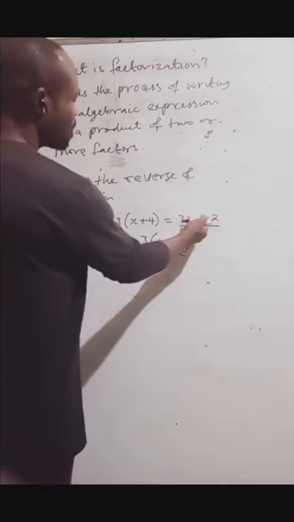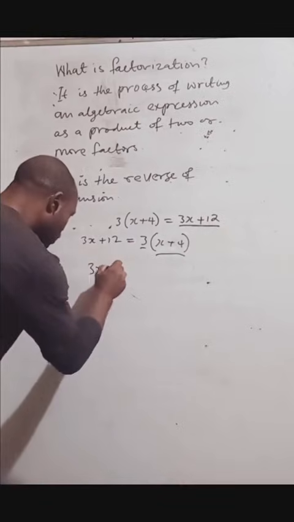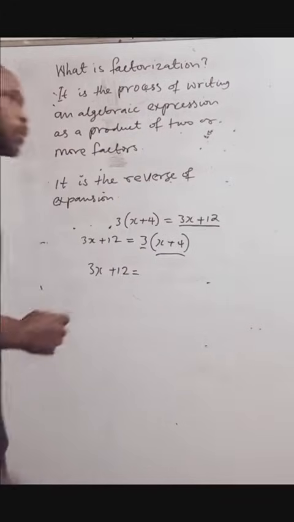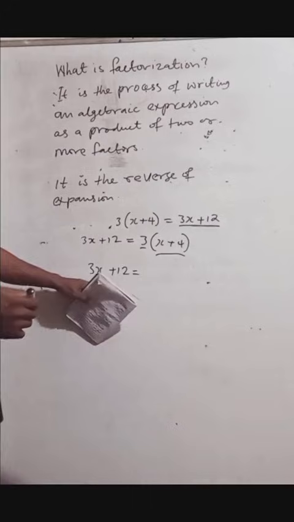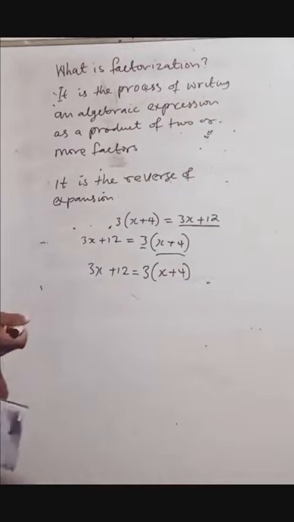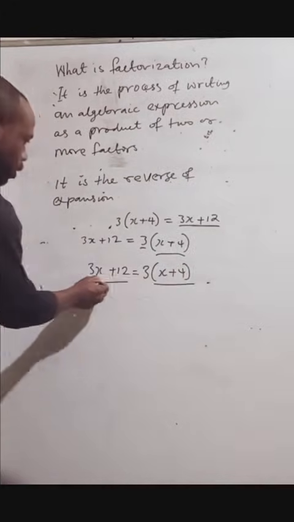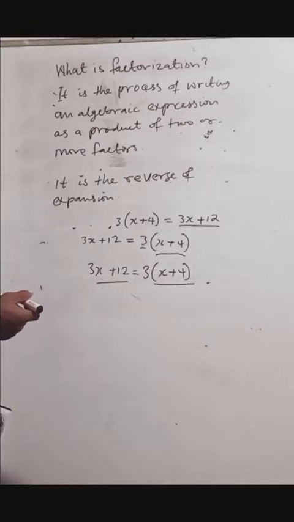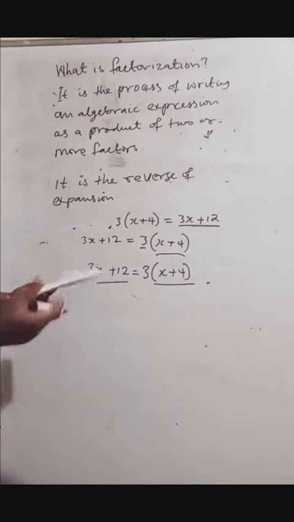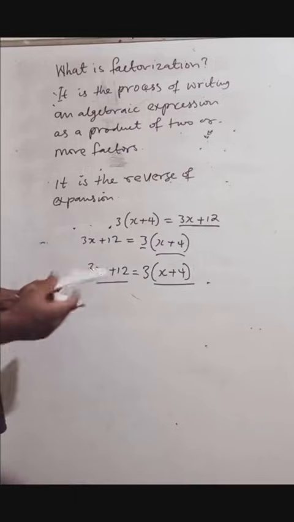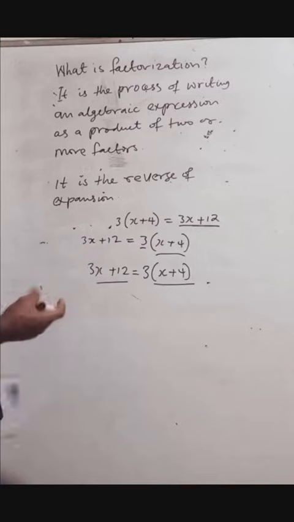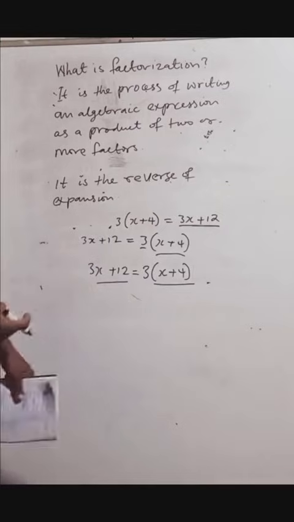Therefore, if you are given this expression 3x plus 12 and you are asked to factorize it, what you do is to express it as 3 multiplied by x plus 4. This is the factorized version of this expression. So it simply means expressing the original expression as a product of two or more factors. That's what factorization means. And factorization is a reverse of expansion.